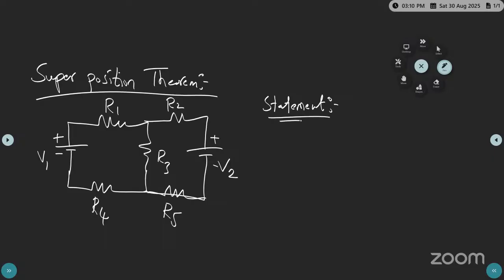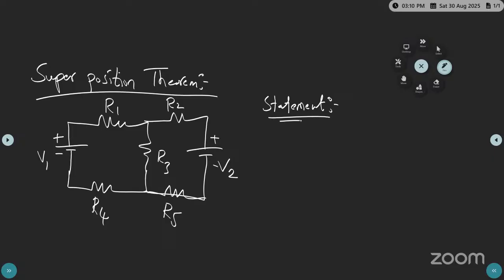The statement is nothing but the total conclusion of the problem. How can we solve the problem? How can we get the required parameter? That is nothing but the statement. By understanding the statement, you are able to solve the problem. So now I will explain the statements.